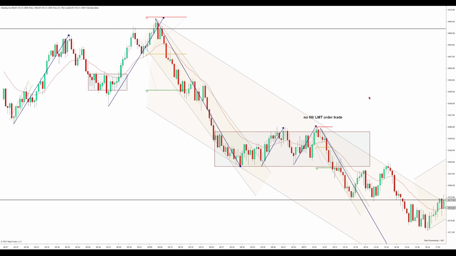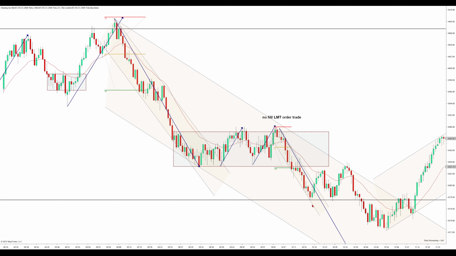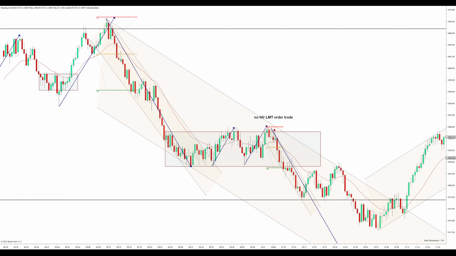Anyway, I'm getting kind of off track here. So anyway, we push lower here. I do want to make a video about price action levels, so I will remember that. But anyway, we push on lower here, and then we reach the overnight low.